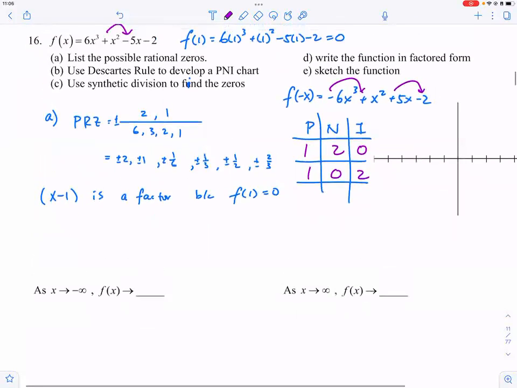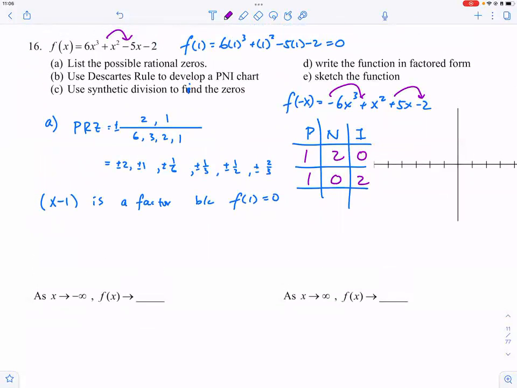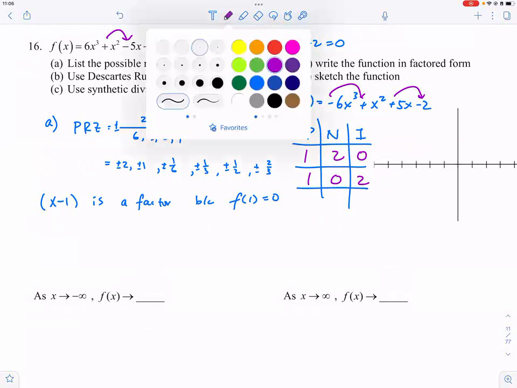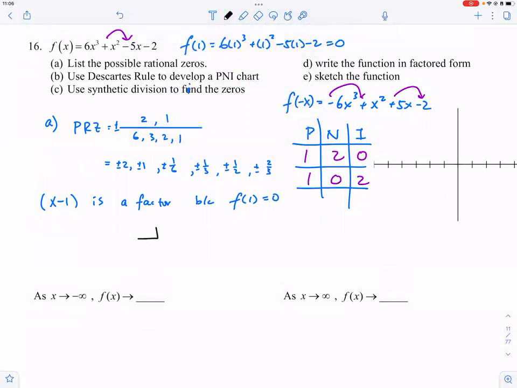So we know that there will be a possible positive root, but we don't know if there's a negative root or not. And we were very excited. We found the positive root, which is 1. So we can go ahead and do our synthetic division to find the quadratic expression. So we have 1, we have 6, 1, -5, and -2.